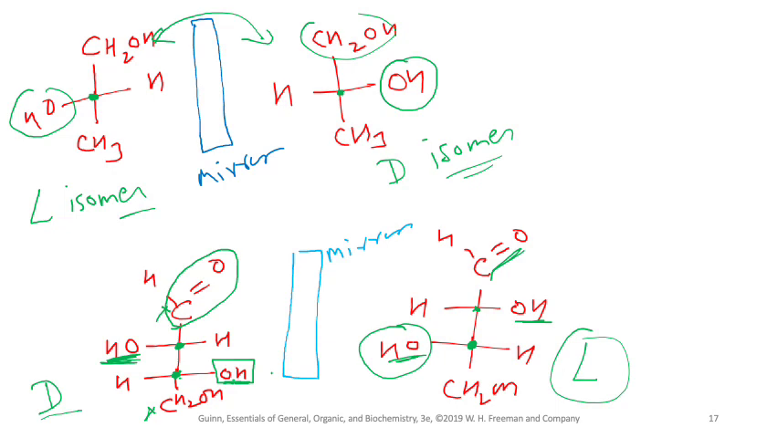So this is how you can determine D and L form if you have multiple chiral centers, right? We already covered all the concepts: enantiomer, D or L form, and how you make a mirror image. So make sure you remember these concepts.